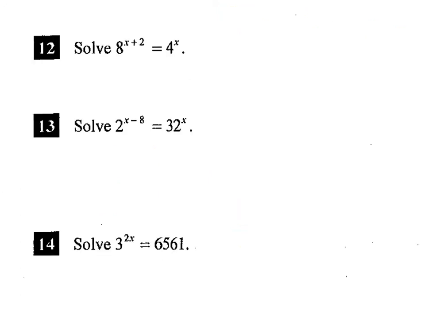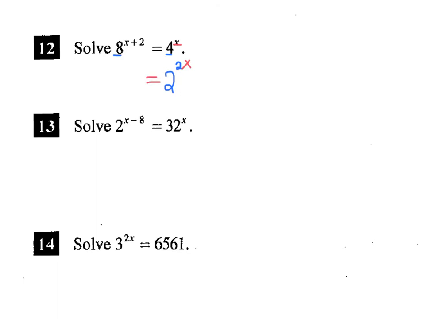Alright, the last few problems. If the 8 and the 4 were the same number, we would be allowed to set the exponents equal to each other, but they're not quite yet. So we're going to rewrite both of them. 2 to the 2nd power is 4, but we can't forget that we have that x next to it. So it's 2 to the 2x.